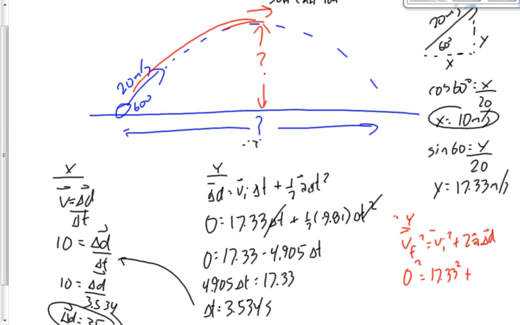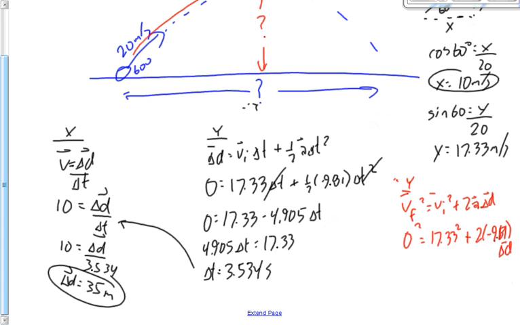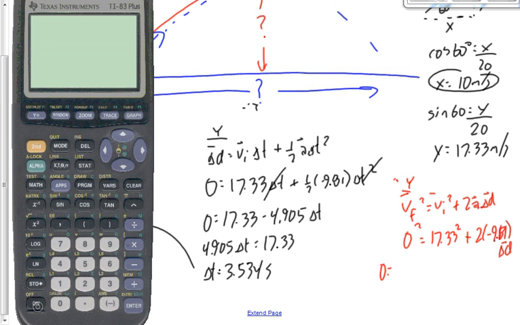Square that. There we go. Solve for delta D. We just said the speed at the top is 0. What's the displacement at the top? That's the max height. That's what we're looking for in this case. So let's rearrange this. Let's get 17.33 squared, which is 300.3289.